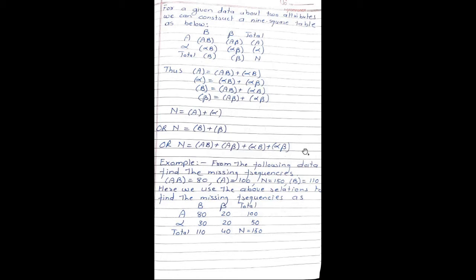See the example. From the following data, find the missing frequencies. AB is equal to 80. Frequency of class A is 100. Value of n is 150. Frequency of class B is 110.